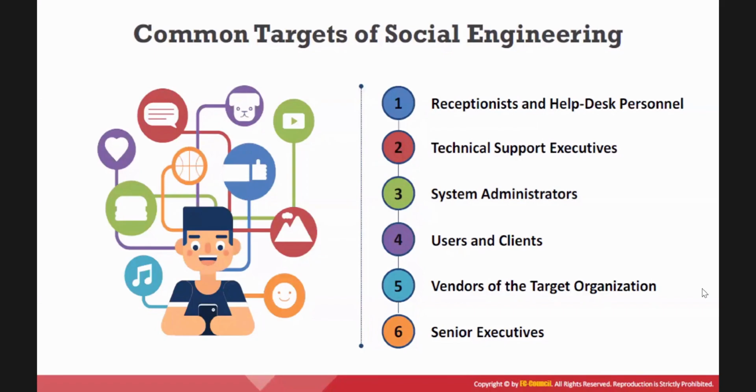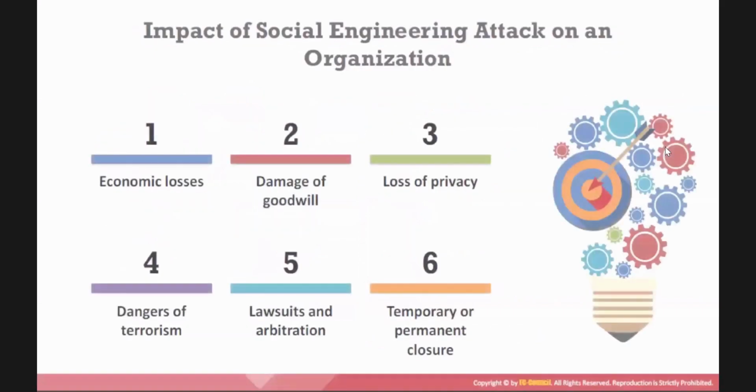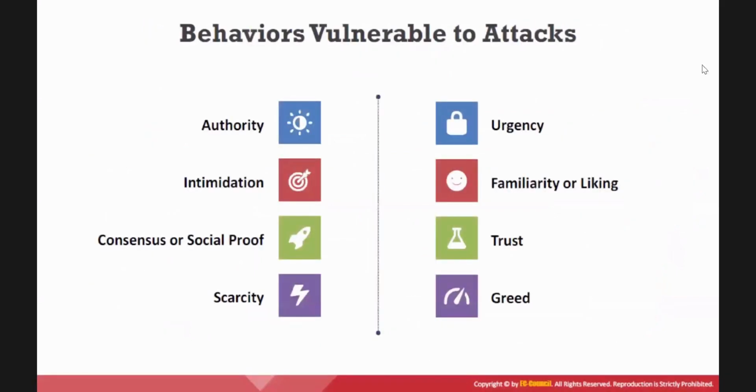Also, we are able to retrieve information using social engineering, where we can get sensitive information. The impacts of social engineering would be economic losses, damage to the goodwill of the company, loss of privacy, danger of terrorism, and lawsuits can also happen. Temporary or permanent closure can also happen using these attacks.